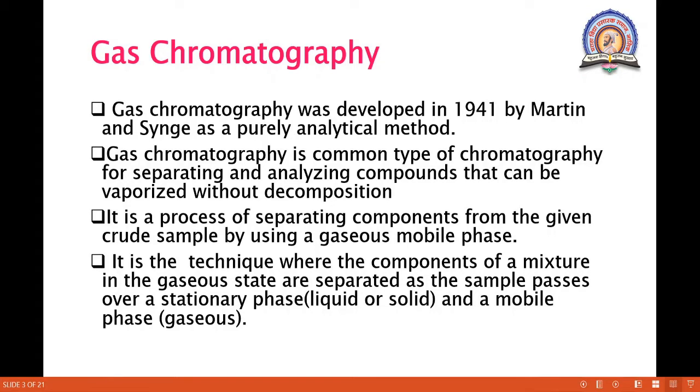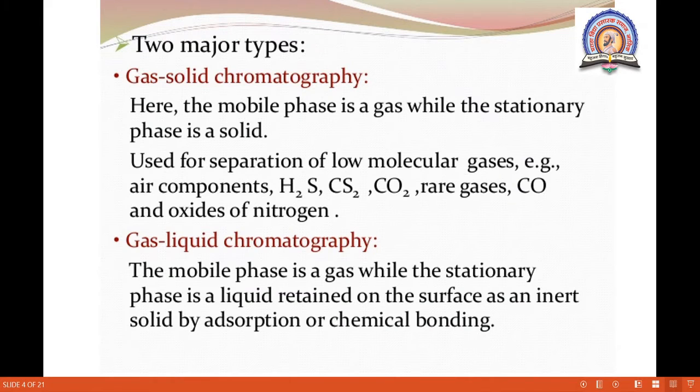That means in gas chromatography, the sample must be present in the gaseous state. Here, the stationary phases are liquid or solid and the mobile phases are always gases. Okay, so this is about gas chromatography. Then gas chromatography has two major types. The first one is gas solid chromatography and the second one is gas liquid chromatography.